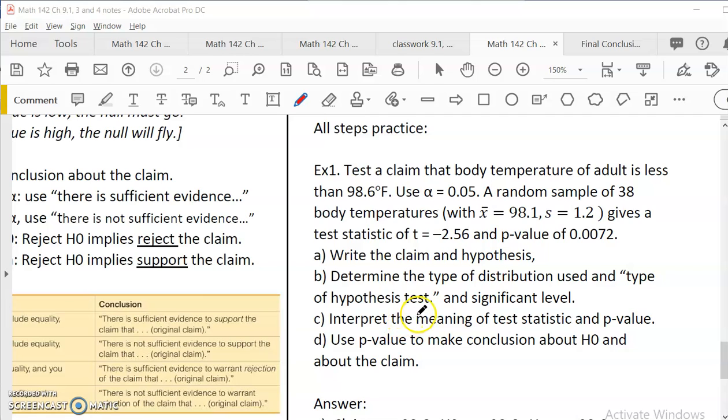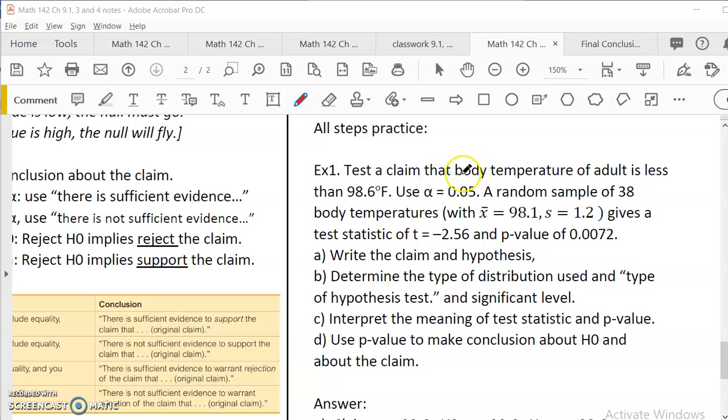Hello, statistics student. This video is for chapter 9.1, 3 and 4, Basics of Hypothesis Testing, part 3. So we're going to do 3 examples on how to go through the whole hypothesis test, excluding the calculation part, which we'll do in the next lesson.